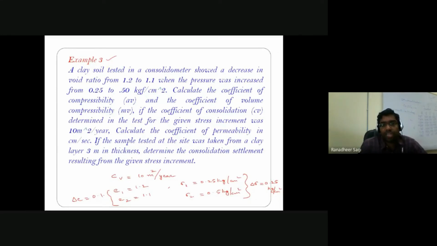So my objective here is to calculate AV, MV, and subsequently you are also asked to calculate the coefficient of permeability in centimeters per second. Okay, so let's go ahead and see each of them. AV is to be calculated. So how do we write down AV? It's the change in void ratio for the corresponding change in stress increment applied on the soil sample. The change in void ratio is 0.1 for the corresponding increase in stress value. Okay, so you'll get some value here for AV.